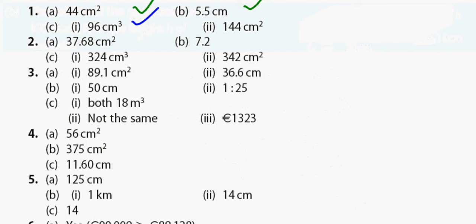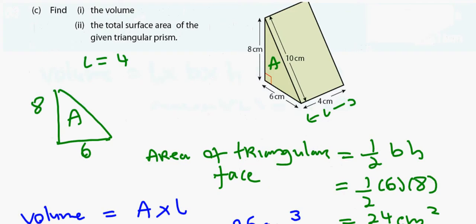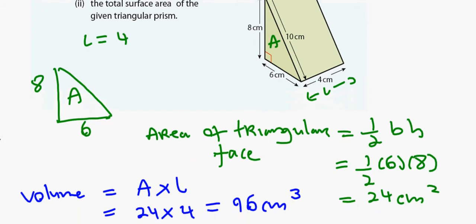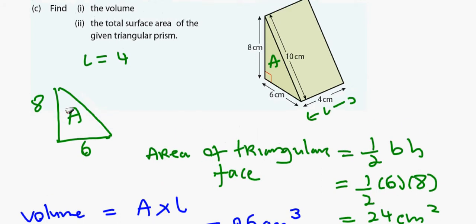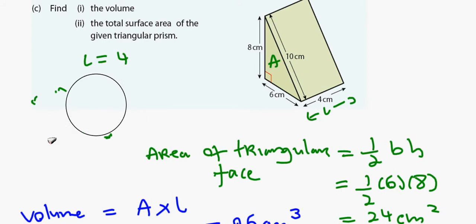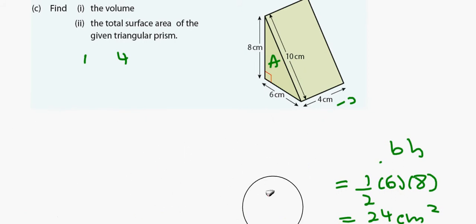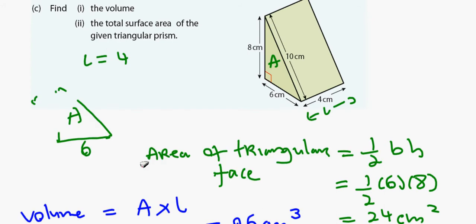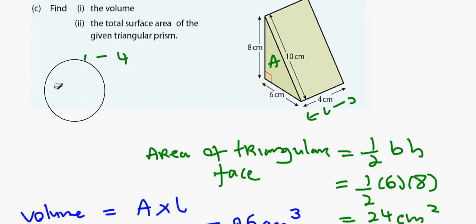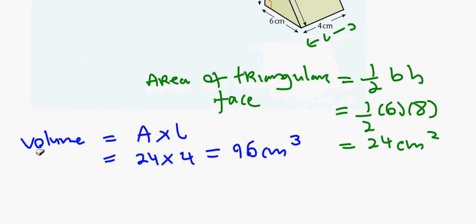Now next part. Okay, find the total surface area of the triangular prism. Now to find the total surface area, we need to count how many surfaces there actually are. So we're just going to keep our area of the triangular face because we're going to use that again.